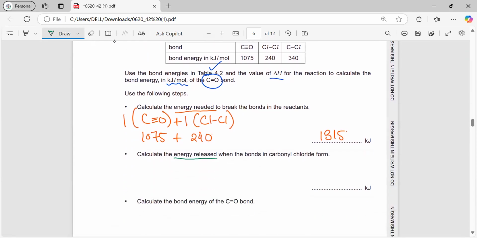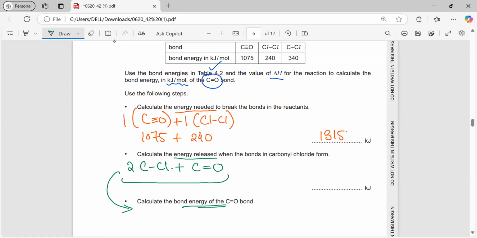So here we have two C-Cl bonds, okay? The two C-Cl bonds we'll consider in the product in the next section. And there is one C=O bond. This whole thing is used to calculate the bond energy of C=O. So we will use it in the next section.